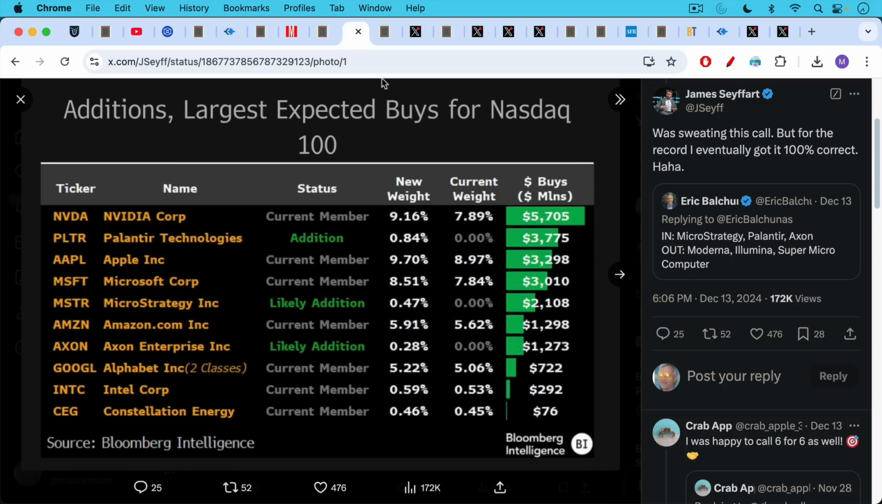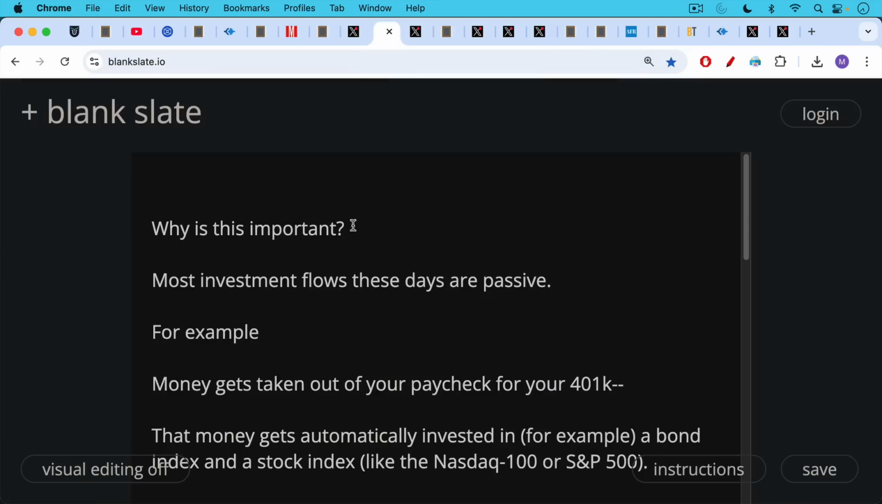So as we said, the weighting in the Nasdaq 100 for MicroStrategy will start out at 0.47%, which is why I was talking about the number that if $100 is invested in the QQQs, 47 cents of that would go into MicroStrategy stock.